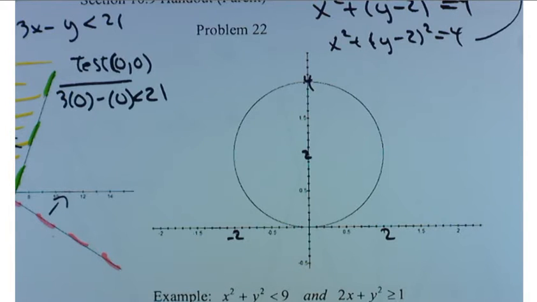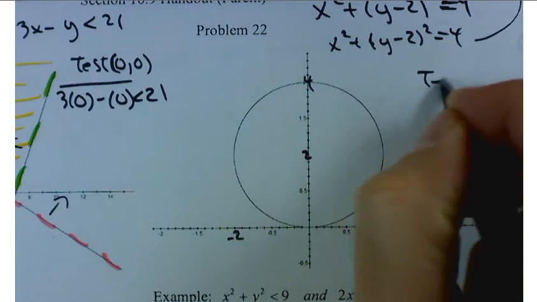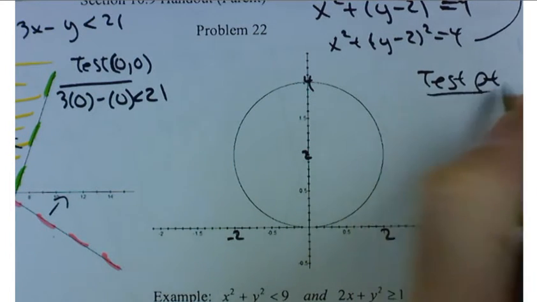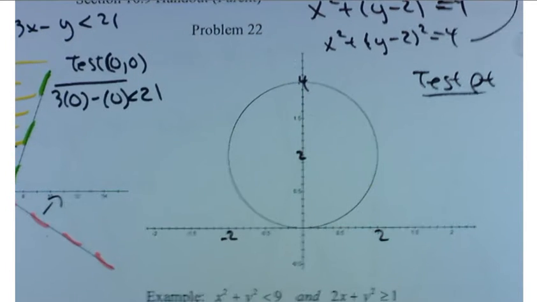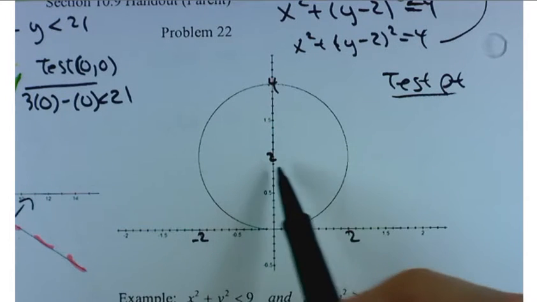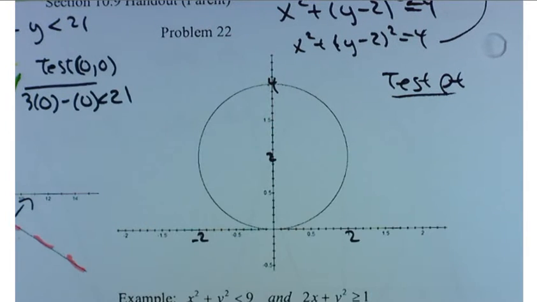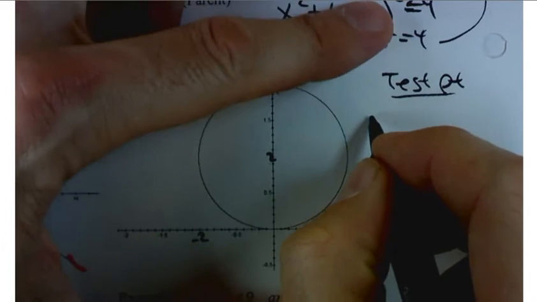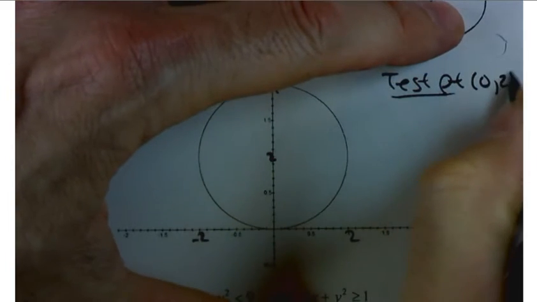Now we need to decide where we're going to shade. Are we going to shade on the inside or on the outside? For that I need a test point. Can I use (0, 0) as my test point? No, because the graph goes through (0, 0). So what am I going to do? Test it at (0, 5)? (0, 2) would be a good one. (0, 2) is right in the center. So we'll test the point (0, 2).